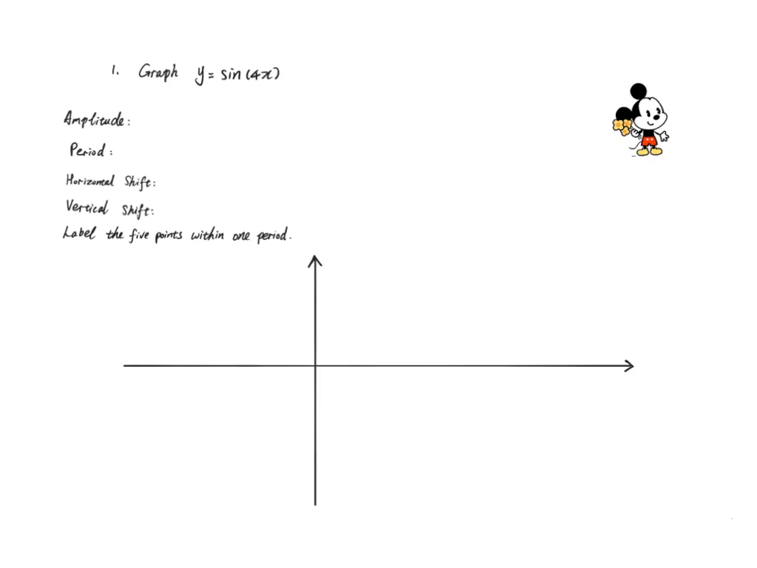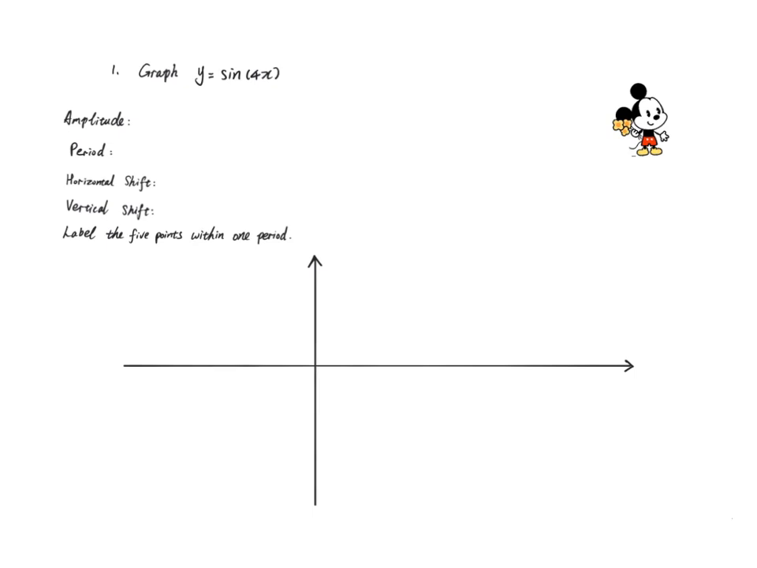We will start with the easiest kind. So we don't see any amplitude, no horizontal and vertical shift. Okay, we start with the easy one here. Okay, so do you guys remember how to find the amplitude? Let's go ahead and start.